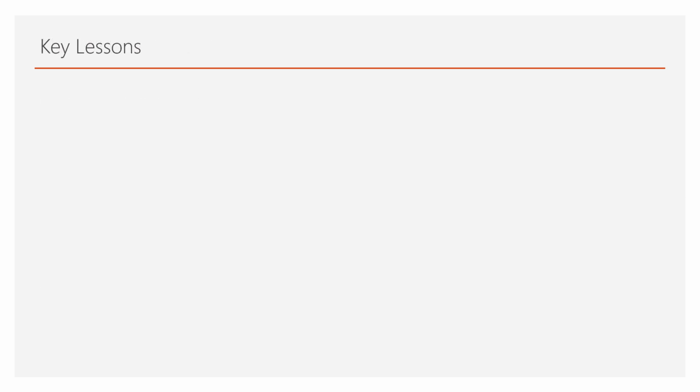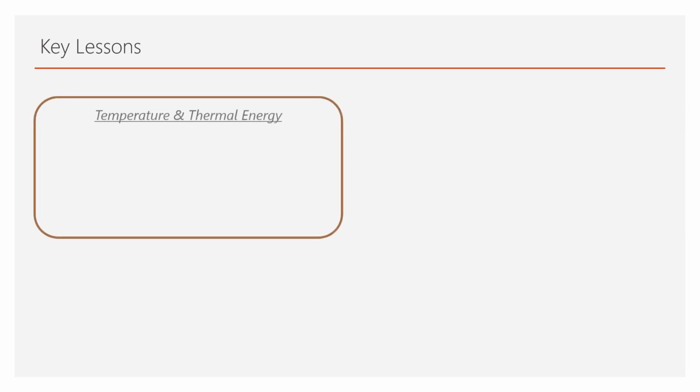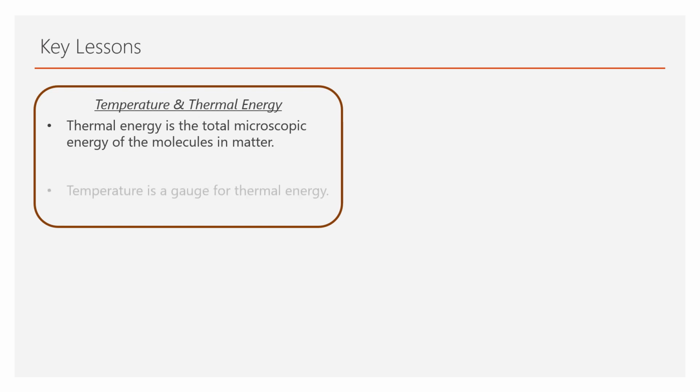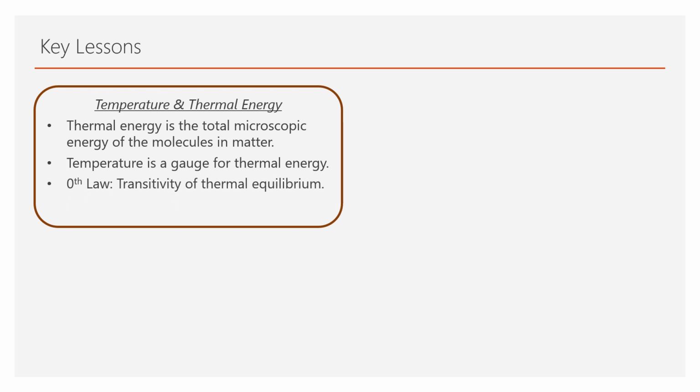Let's go ahead and review today's key lessons. First, we looked at temperature and thermal energy. Thermal energy is the total microscopic energy of the atoms and molecules that make up bulk matter, and temperature is a gauge for thermal energy. The 0th law of thermodynamics says that if systems A and B are in thermal equilibrium, and that systems B and C are in thermal equilibrium, then it is the case that systems A and C are also in thermal equilibrium. This law allows for the existence of thermometers, which are instruments to measure temperature.